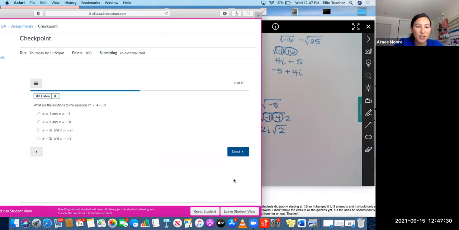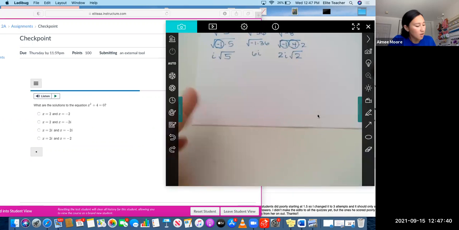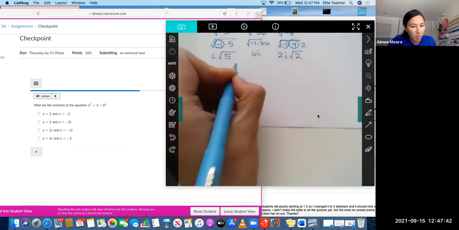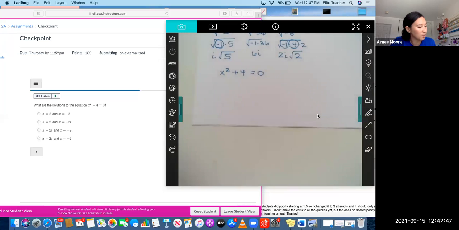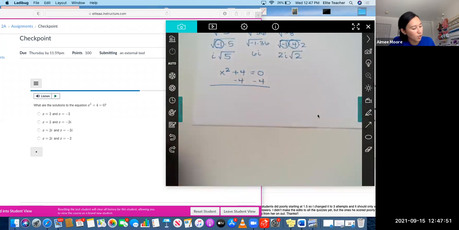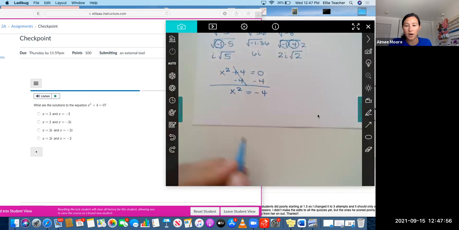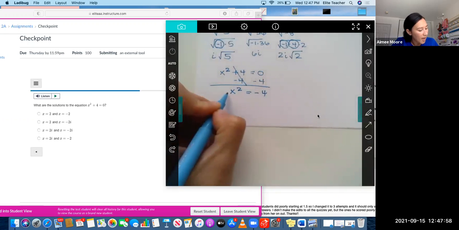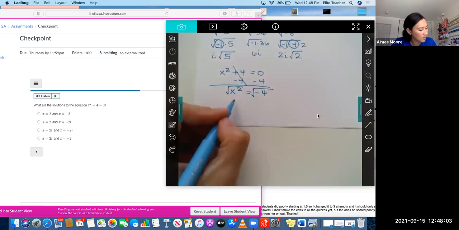So what are the solutions to the equation x squared plus 4 equals 0? So x squared plus 4 equals 0. We're solving for x, which means we need to get rid of this plus 4. So we subtract 4 from both sides. So x squared equals -4. We want to get x. We don't want to know what x squared is, so we have to take the square root of both sides.